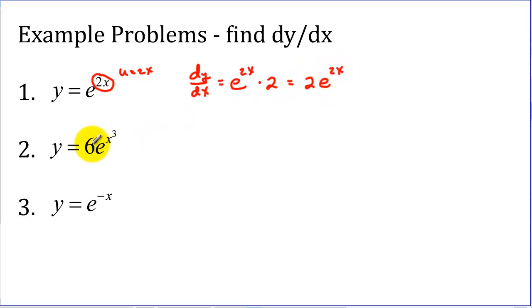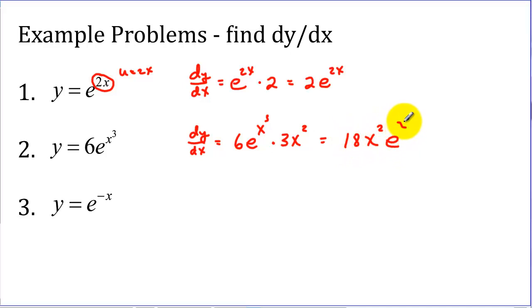Our second example here, we have a constant in front, but that constant just gets carried through. So when we take the derivative, we now have 6e to the u times our derivative of the u, which would be 3x squared using the power rule. Now we could simplify. The 3 times the 6 is 18. Let's move the x squared to the front.